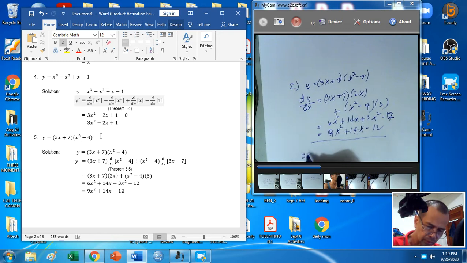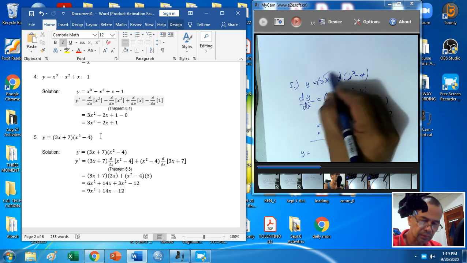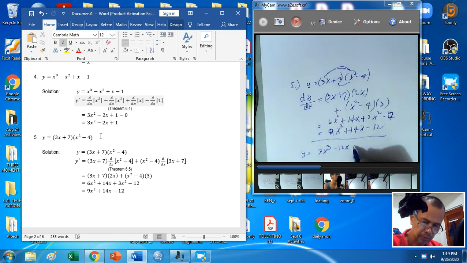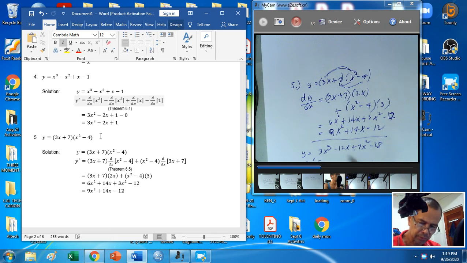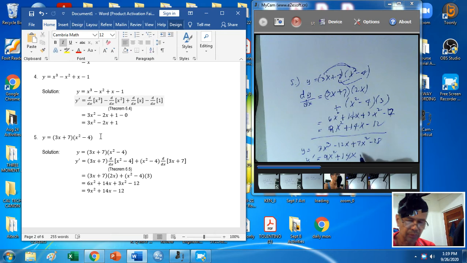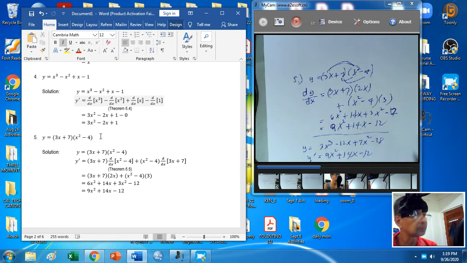Or you can just multiply that directly. That is 3x cubed, and then this is minus 12x, and then this is plus 7x squared, and then this is minus 28. So your y prime will just be equal to 9x squared for the derivative of 3x cubed, plus 14x, then minus the derivative of 12x, which is minus 12. Of course, the derivative of negative 28 is 0. This also gives you the derivative.